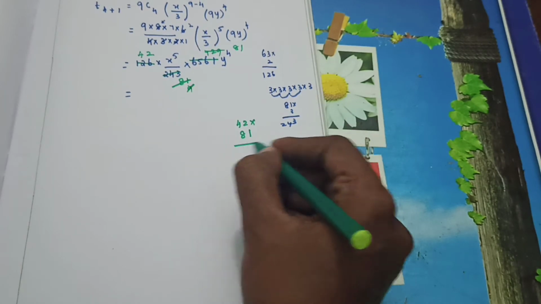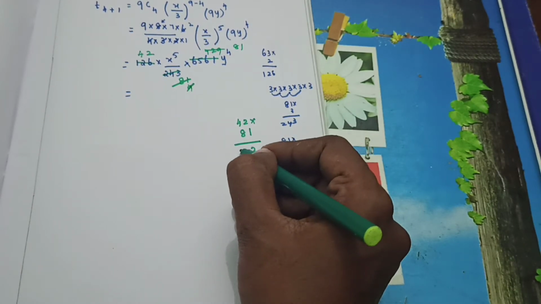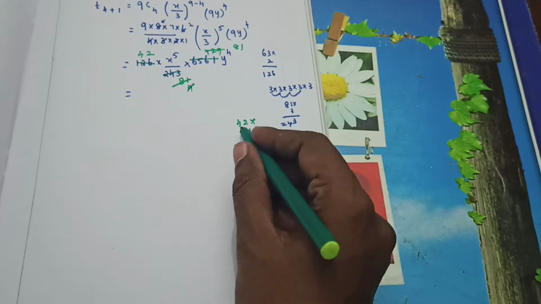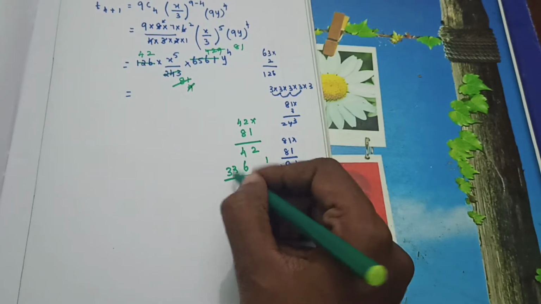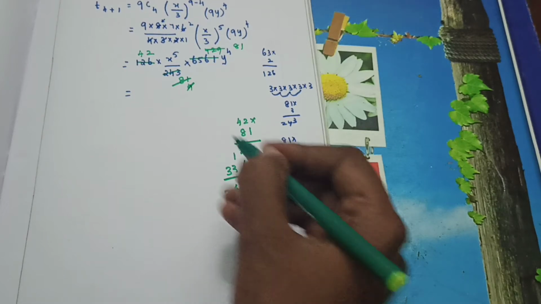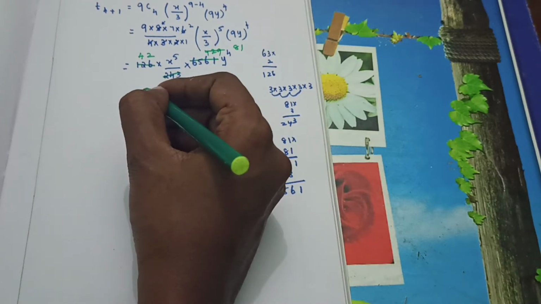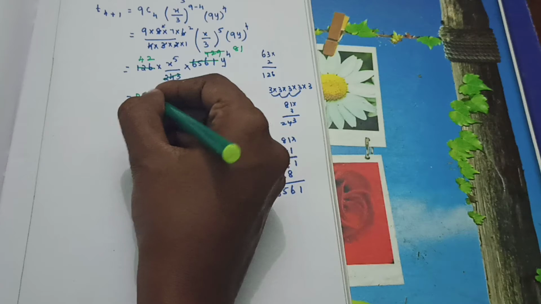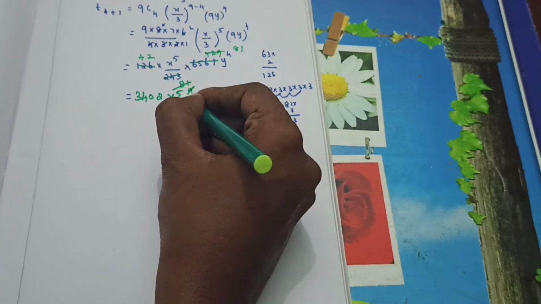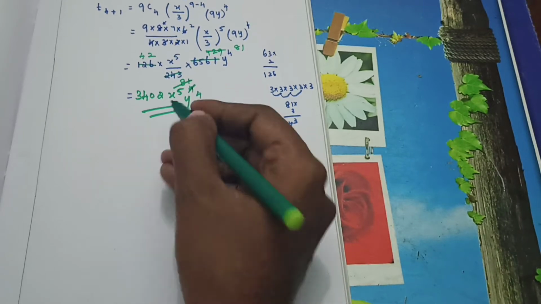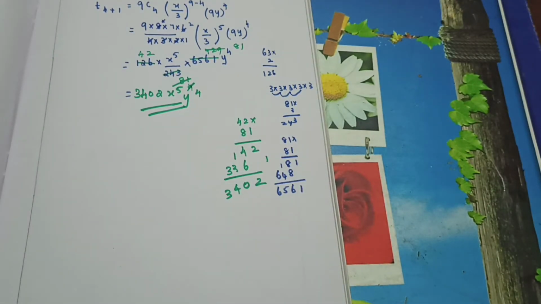Multiply and see, 42 into 81. 2 1s are 2, 4 1s are 4. This is 16, 1 4 8s are 32, 33. So what's the answer? 3402 x power 5 y power 4. This is the answer. Understand? So this one is one answer.